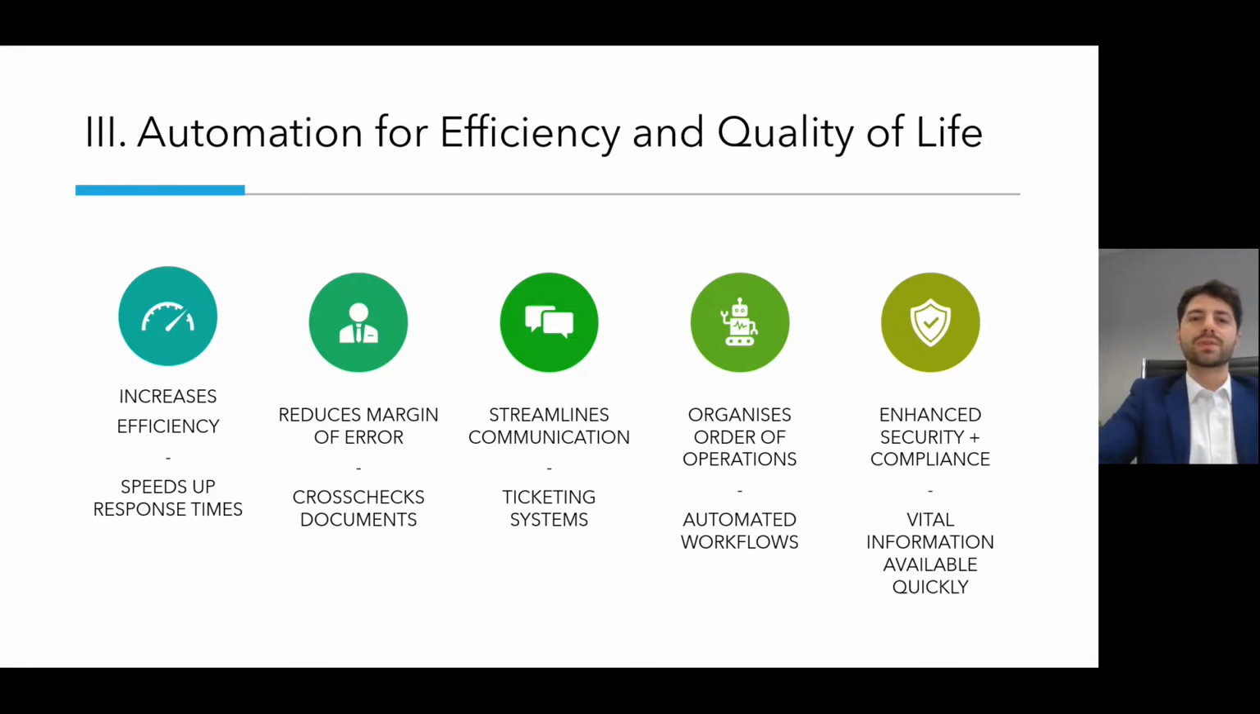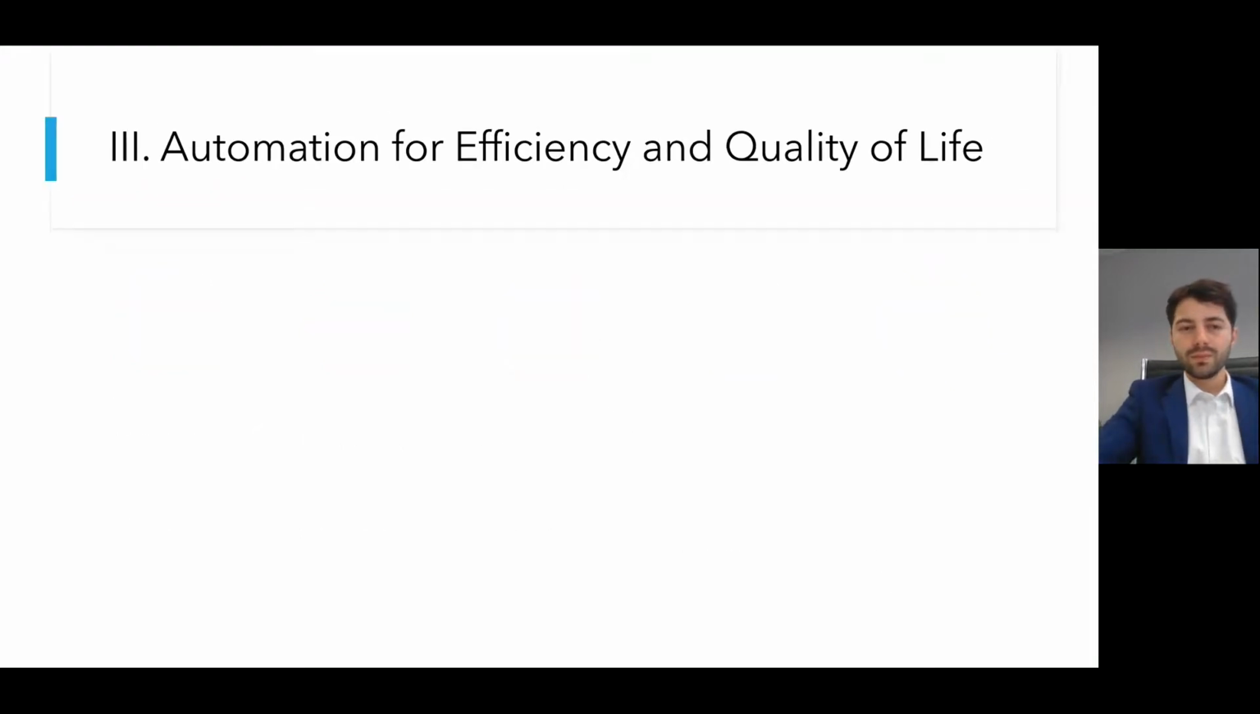And then finally, you have your enhanced security and compliance. So the relevant staff members can access vital information quickly. You know, if you have somebody's HR records right there in a secure archive, then it becomes much easier to retrieve vital information on that person at the click of a button. So automation for efficiency and quality of life.